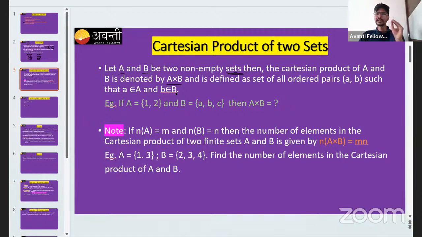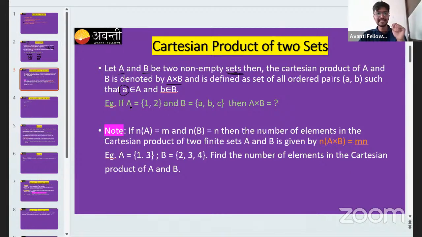I hope you are all getting it. A cross B means it is a set. It is a set of ordered pairs where the first element is from set A and the second element is from set B. Now let us take a very simple example. So we'll take this example. You'll be more clear of what is a Cartesian product.